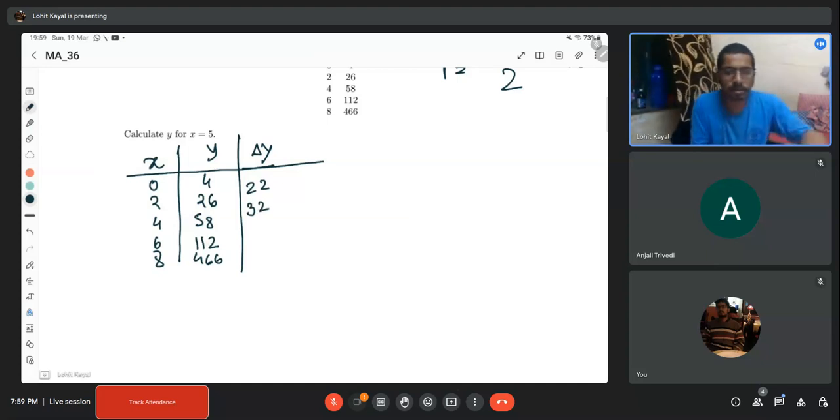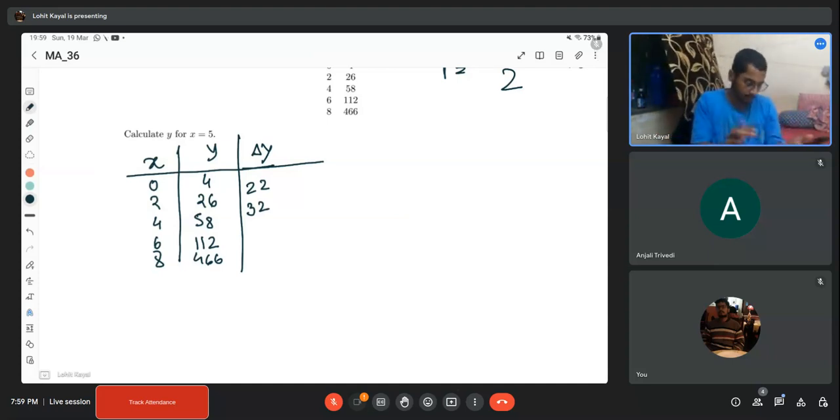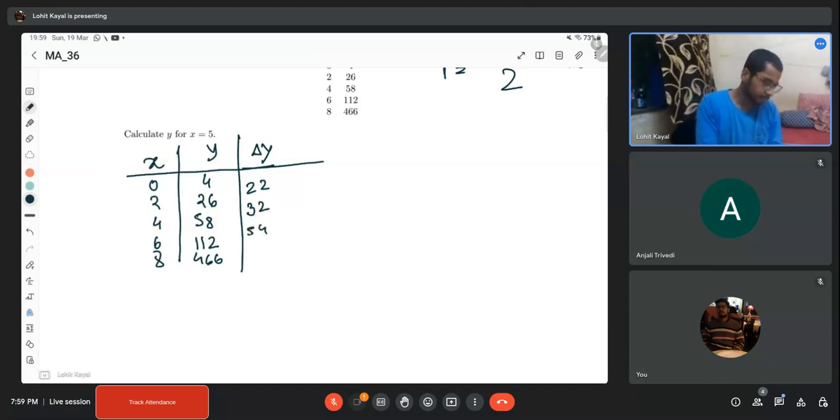112 minus... let me just use the calculator to make sure I'm not making any mistake. So 26 minus 4 is 22. 58 minus 26 is 32. It is also correct. 112 minus 58 is 54, and 466 minus 112, it is 354.